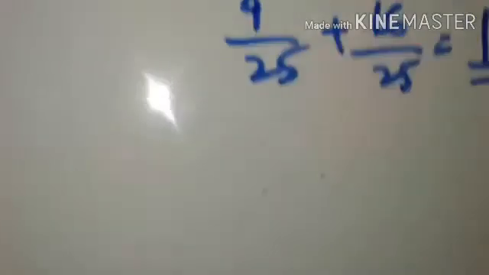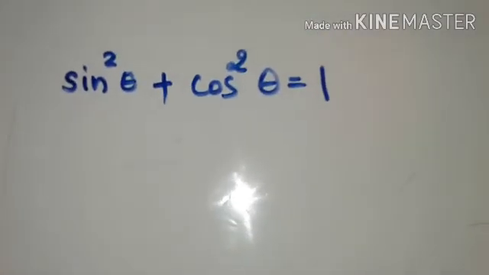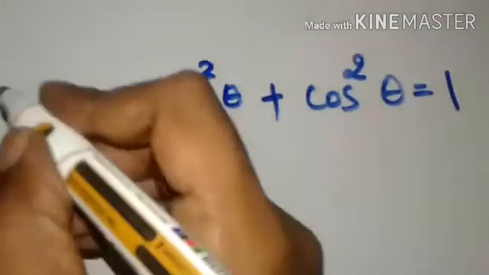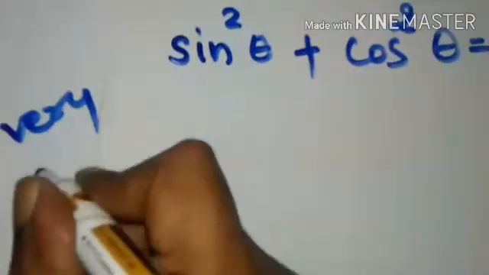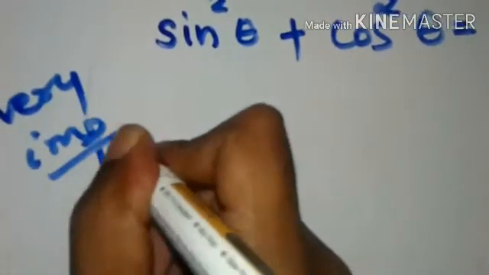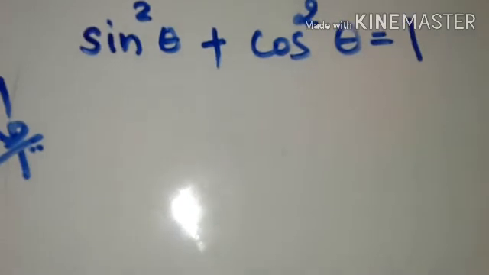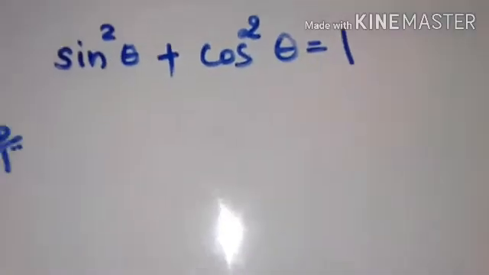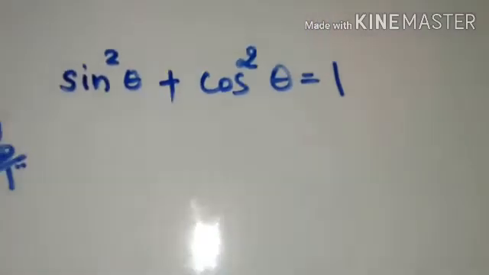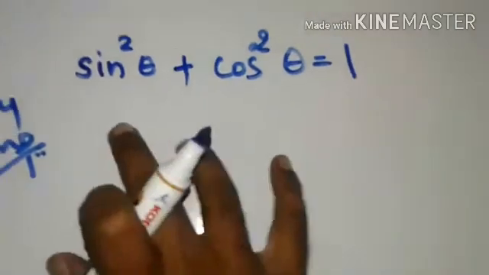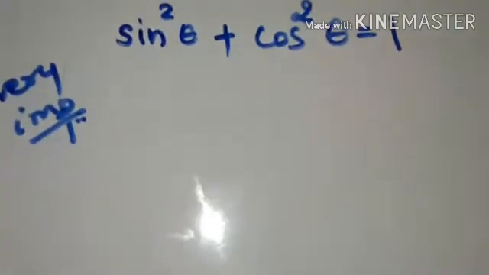Okay, just a small demo showing that it is always sine square theta plus cos square theta is 1. And that is one of the identities that you know, and that's a very important identity, actually very important. I can write here: very important identity. Now along with this there are so many other identities, but what I suggest is learn this identity very well because it's very important.